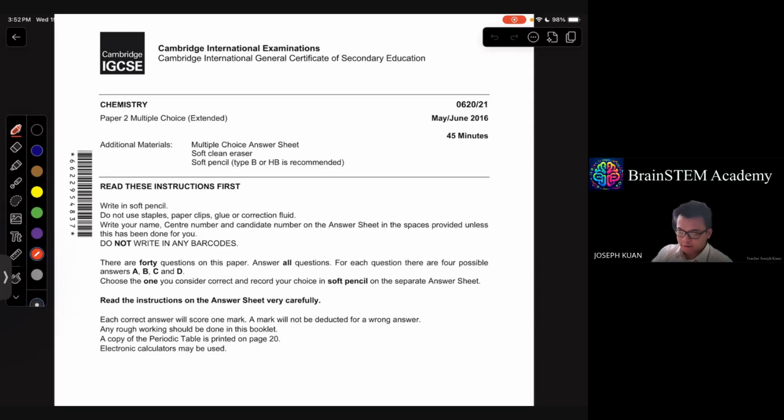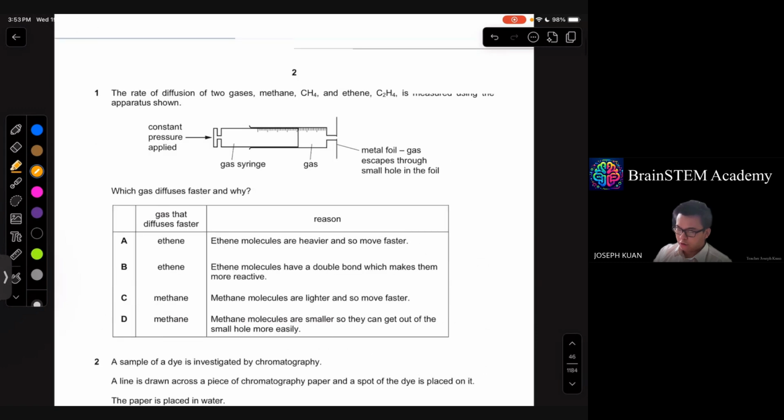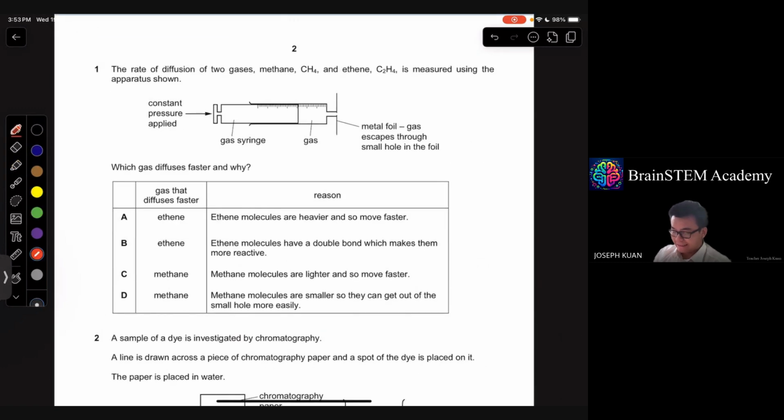This is Cambridge IGCSE for Paper 2 Multiple Choice Extended, Variant 1, May-June 2016. Question number 1. The rate of diffusion of two gases, methane and ethene, is measured using the apparatus shown. Which gas diffuses faster and why?